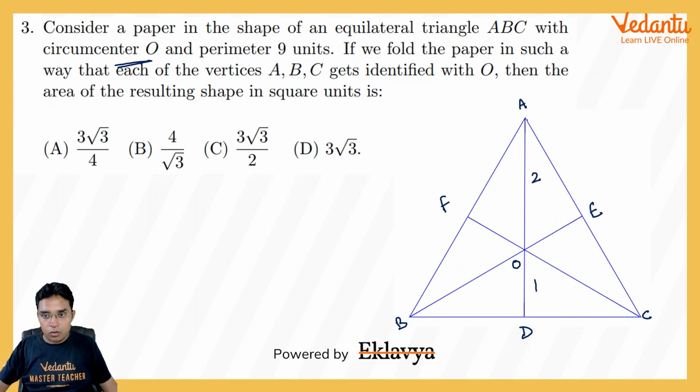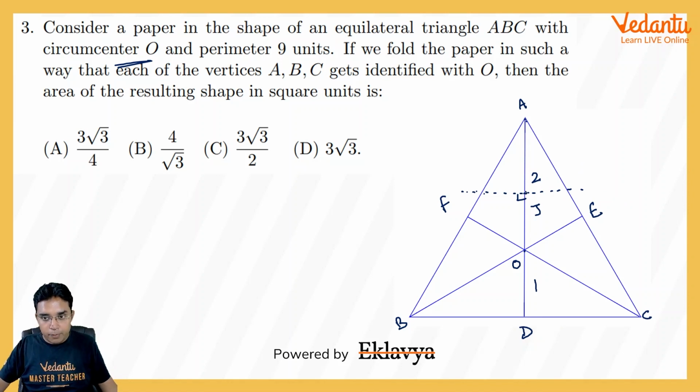Now if I want to fold the paper such that A comes to O, then definitely my folding should be about the midpoint of AO. Let me call this point J. This folding should also be about the line that is perpendicular to AO. So this dotted line is actually the perpendicular bisector of AO.